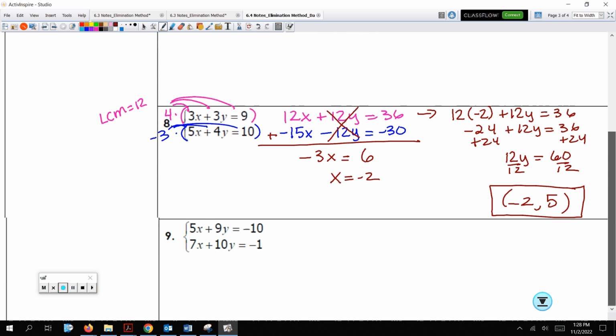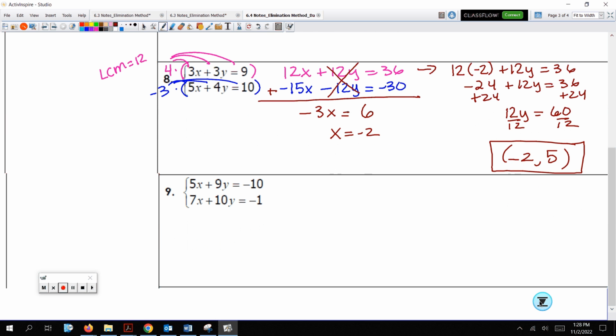All right, so number 9, looking at it, x's and y's, because we don't always have to eliminate y, let's eliminate x this time. All right, so if I want to eliminate x this time, I'm thinking about the least common multiple with 5 and 7. What is the smallest number that both 5 and 7 go into? Well, my least common multiple is going to be 35. So I want to multiply this by some number that's going to give me 35. What is that number? It's 7. Okay? So I multiply. Boom. And I get 35x plus 63y equals negative 70.